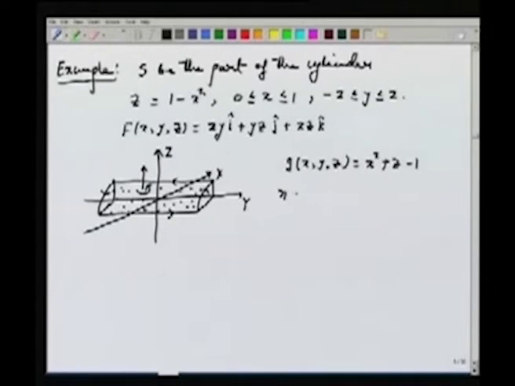Then n, that is grad g over its norm, that means twice x i plus k, divided by the norm, that is square root of 1 plus 2x whole square, that is 1 plus 4x square. This is the outward normal. You see the positive side appearing in k. Okay. Then the next thing I need is curl f.